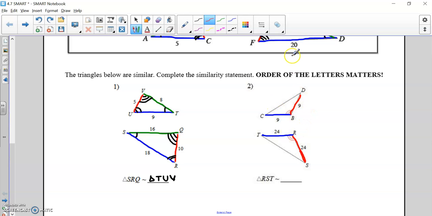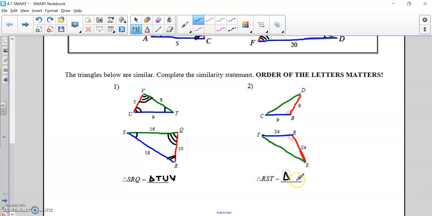In these situations, you tend to have multiple ways you can write your similarity statement. All right, so now that we've matched our sides, they said RST. So now let's take a look at R. R is between red and blue. It's the one with the arcs they already gave us. So we're going to match that with B here.